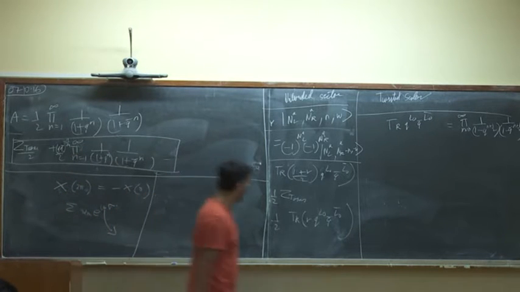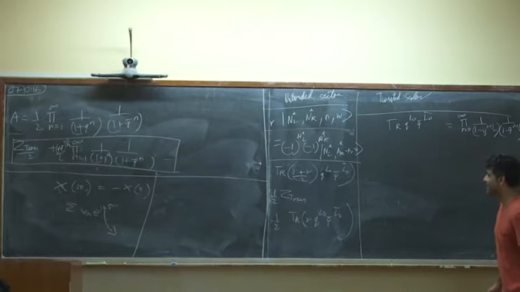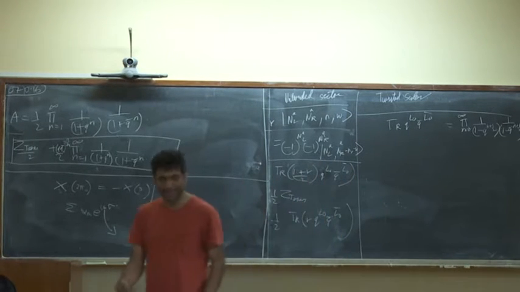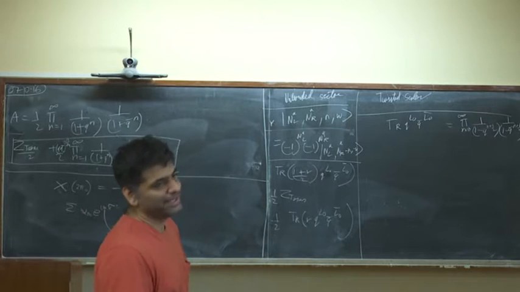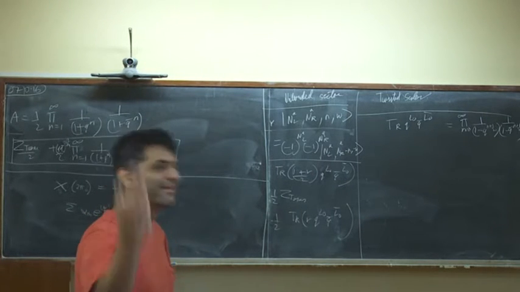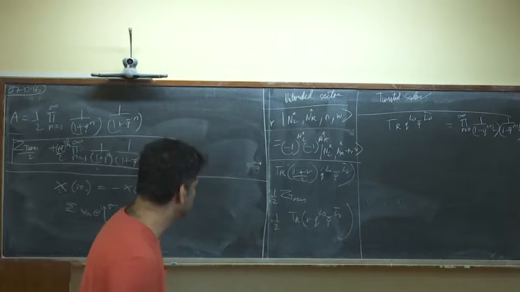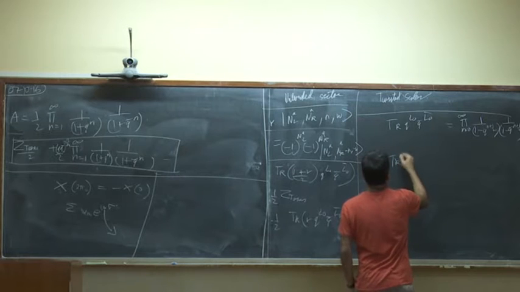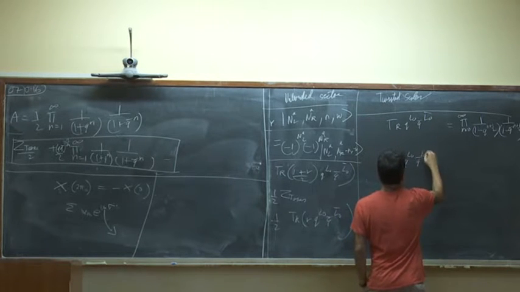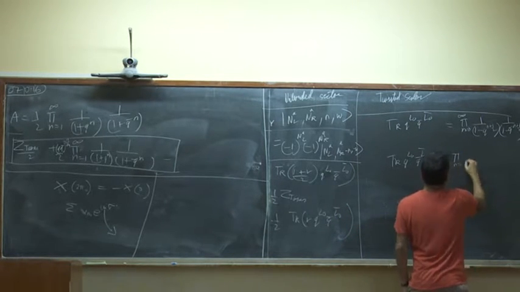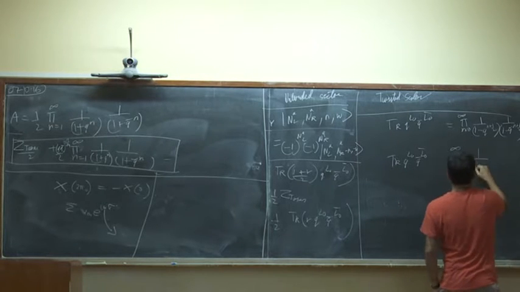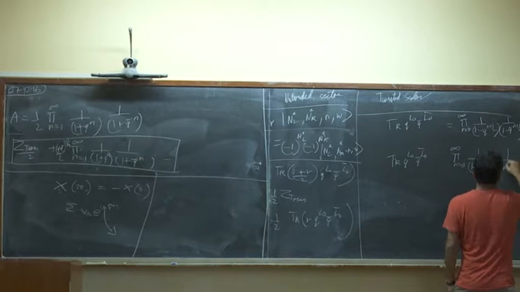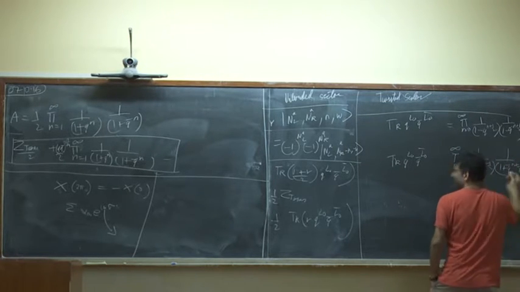Finally, we've got this R by 2 business. Again, the by 2 has gone away. All that the R does is flip the sign for every oscillator. So what do we get? We get trace q to the power L0, q bar to the power L0 bar, product n equal to 0 to infinity, 1 plus q to the power n plus half, 1 plus q bar to the same. Exactly as we did.